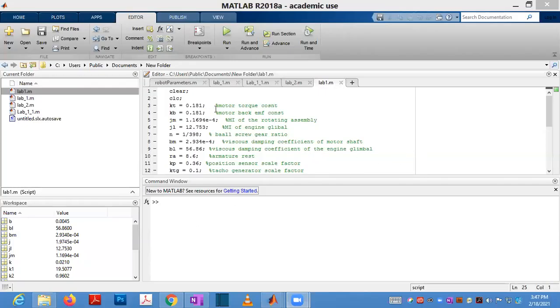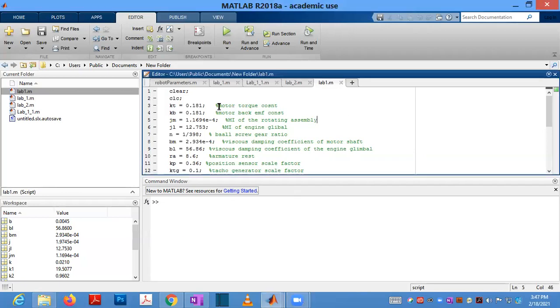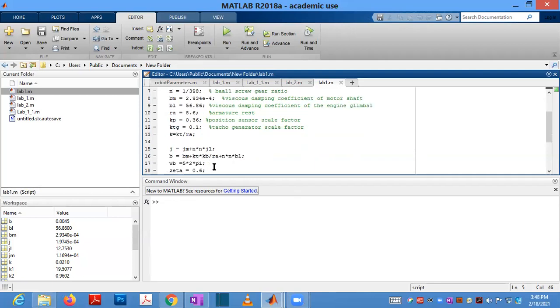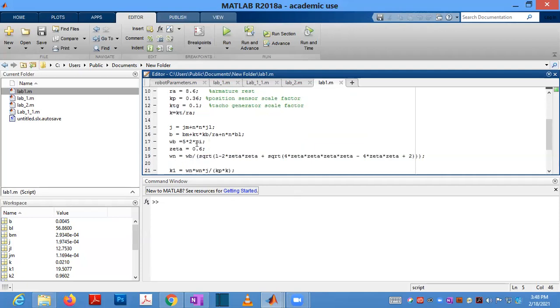So you have to enter like this: K1, K2, KT, KB, JM, JL, N. This parameter you define, and K is equal to KT by RA, J, B, omega B. Omega B is in hertz only, you have to convert it to radians. 5 into 2 pi you have to do. That is given in hertz only. This 5 multiplied by 2 pi you have to do. And the omega n equation will be like this.